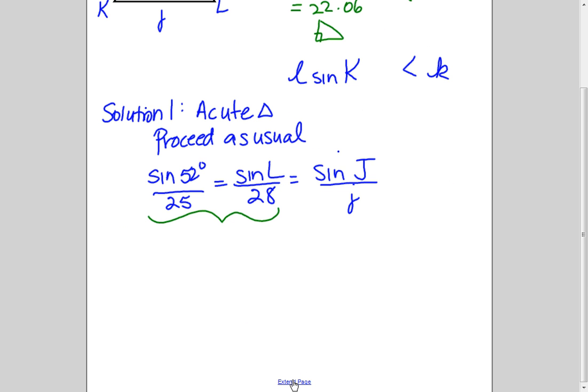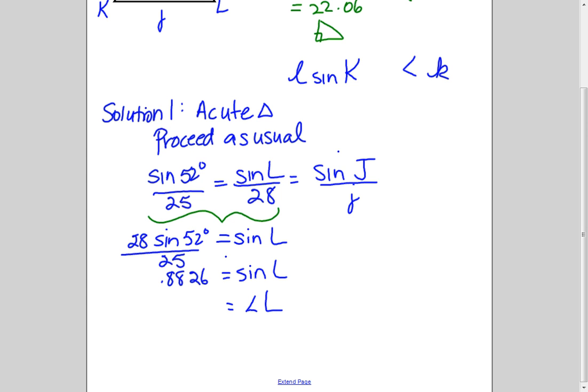All right. I am going to get angle L by multiplying both sides by 28. So I'm going to enter 28 sine 52 divided by 25 into my calculator. I will get a decimal. Sine L is approximately equal to 0.882526, which gives us an approximate value for angle L as 62 degrees.